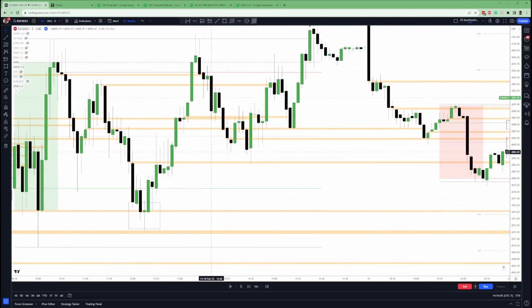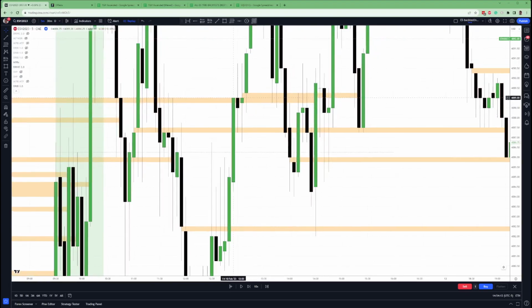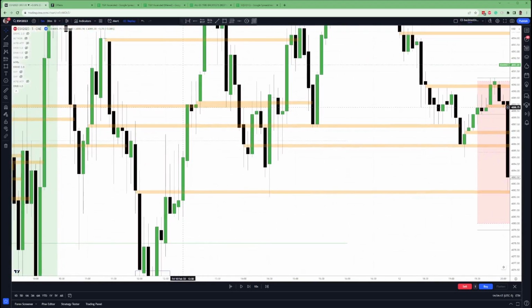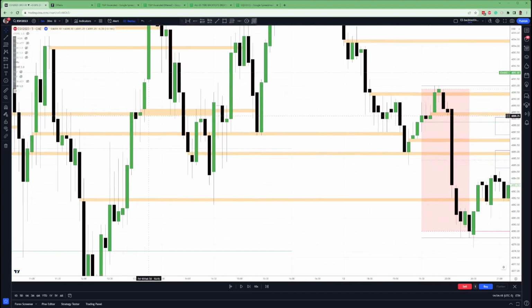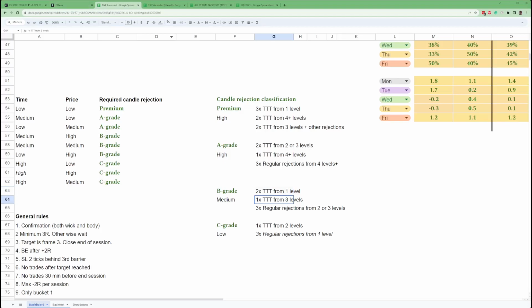Let's see if I can find an example for that. So here you have this VIP and it closes here, and the next one opens here, comes above and closes here. So here we have 2 times the rejection to the single level. So that would be a B class, and it's quite strong actually. Another characteristic of a B grade can be a single to the tick from 3 levels at the same time.